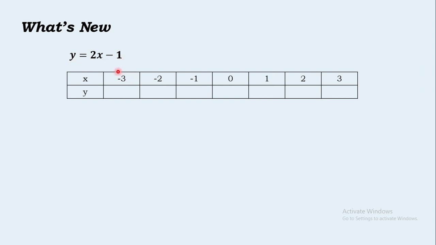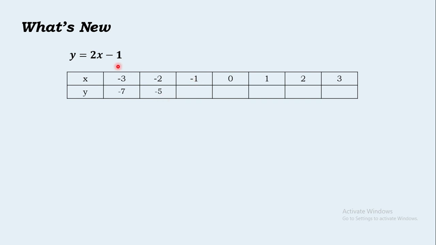Let us start with the first value of the domain, or the first value of x, which is negative 3. If we substitute this value into the function, that is 2 times negative 3, which is negative 6, minus 1 gives us negative 7. So in this function, if the domain is negative 3, the range, or the value of y, is negative 7. To continue, we have negative 2. Substitute in the function: 2 times negative 2 is negative 4, minus 1 is negative 5.